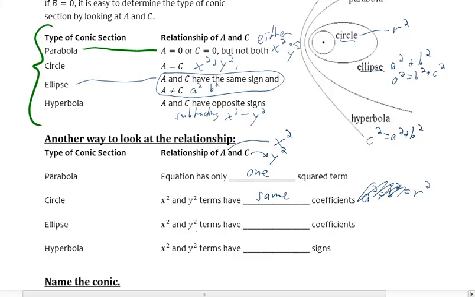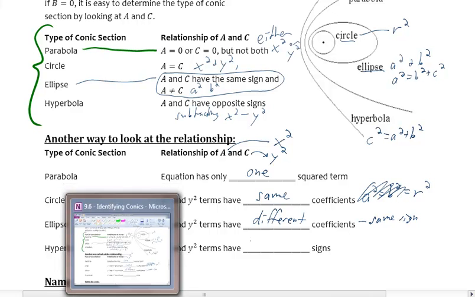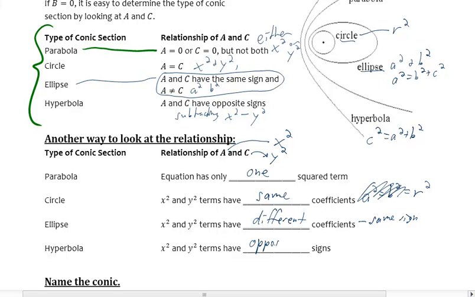In an ellipse, the x squared and the y squared terms have different coefficients, but they also have the same sign. In a hyperbola, they could have the same or different coefficients, but it's important that they have opposite sign.